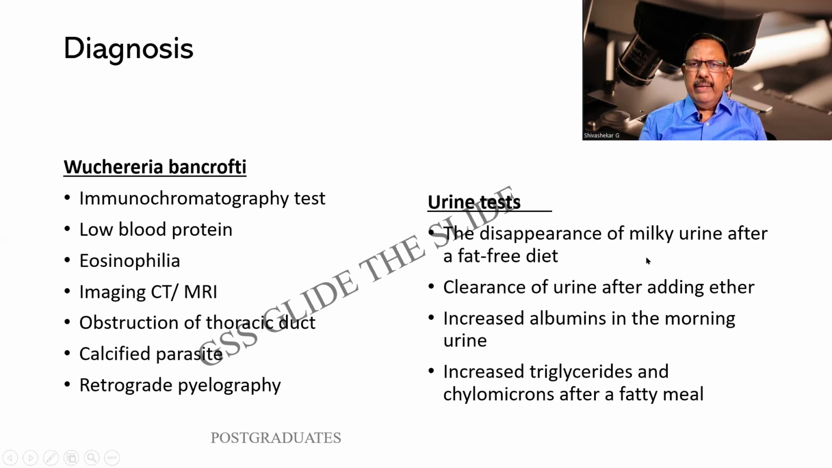Urine test. There can be milky urine which disappears after a fat-free diet. Clearance of the urine by adding ether. Increased albumin can be presenting the milky appearance, and so also triglycerides and fatty meal. So these will have to be differentiated from the actual chyluria that you get in a case of filariasis. Walter and Israel is a wonderful book on general pathology wherein he mentions that dystrophic calcification, one of the classical examples can be a dead fetus or a dead parasite.